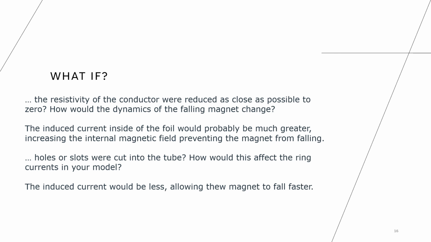What if holes or slots were cut into the tube? How would this affect the ring currents in your model? The induced current would be less, allowing the magnet to fall faster.